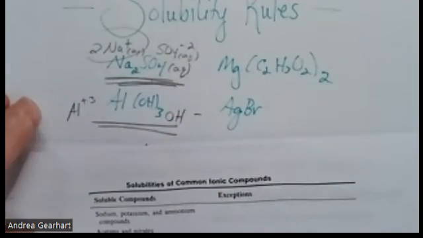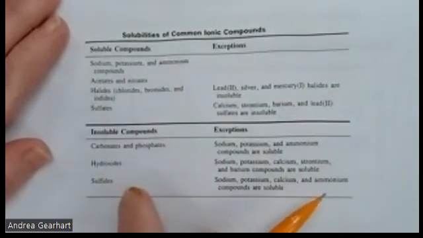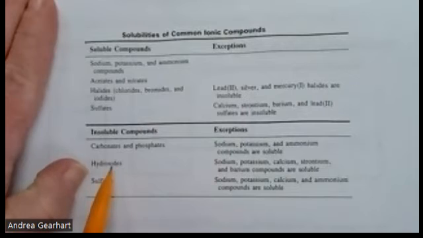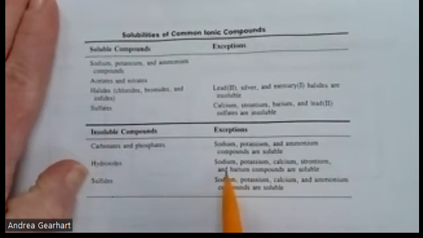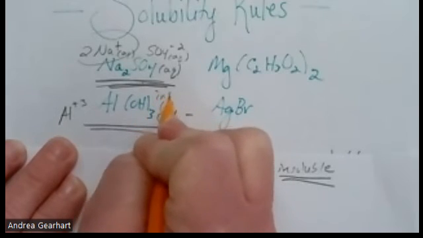All right. How about aluminum hydroxide? Well, this is aluminum and then hydroxide. Well, do I see aluminum? No, but I see hydroxide. Hydroxides are usually insoluble. Is aluminum an exception that would make it soluble? No. So this gets solid phase symbol. It is insoluble.